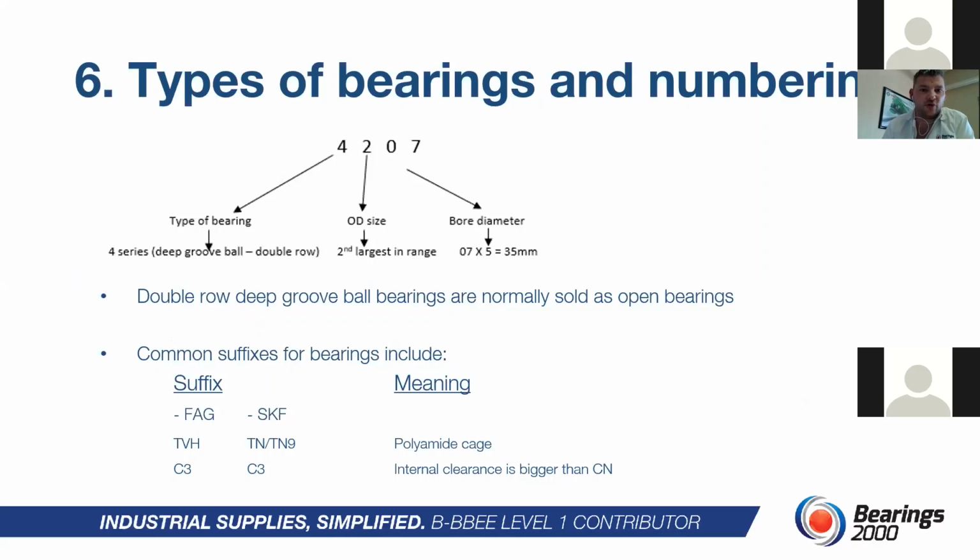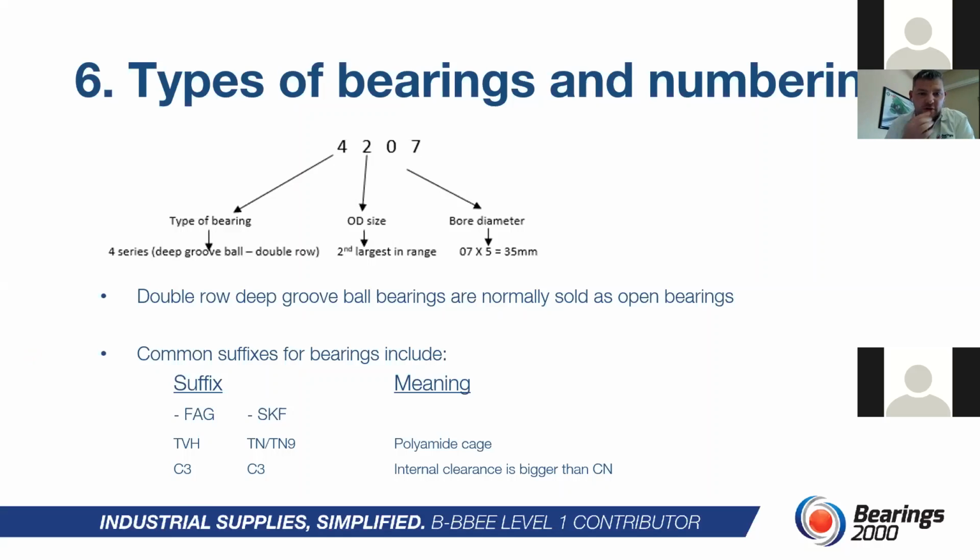Just an example there, 4207. Again, that first one will give you the type of bearing that it is. Double row deep groove ball bearings are normally sold as open bearings. Just to keep in mind, when you do order bearings, please have a look at the numbers on the bearing itself, not on the seal. It has happened before that someone would want a sealed 4207 bearing and they take the seal out of a 6207 and just put it in the 4207, then you'll end up with the wrong bearing.